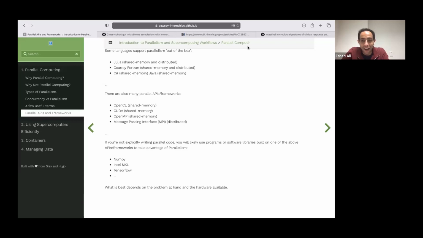Now, if you're not writing parallel code explicitly, but you want to achieve parallelization, you're probably going to use programs or software libraries that use some of those APIs or frameworks. And so some examples here are NumPy, Intel MKL, TensorFlow. And which of those particular tools you'll use depends on what you're trying to do and also what hardware you have in front of you.